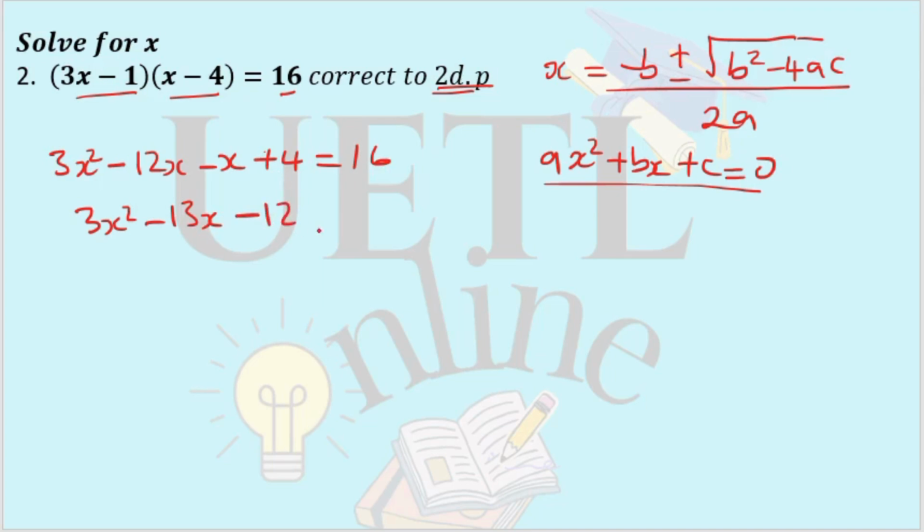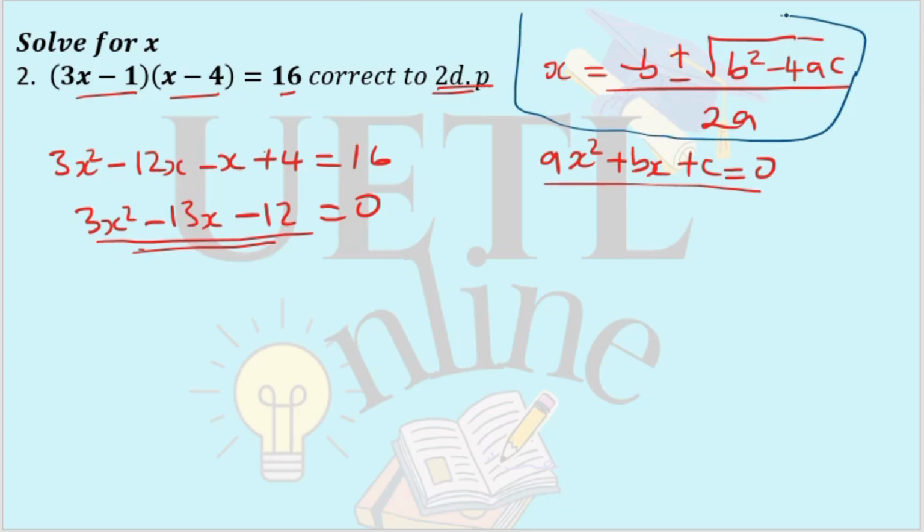Okay, is equals to 0. Okay, so now we have our quadratic equation. The only thing left is to substitute into our formula. So this formula, you have to remember it. It is very, very important. You have to remember it. Okay, so the next step now, we are substituting into the formula.